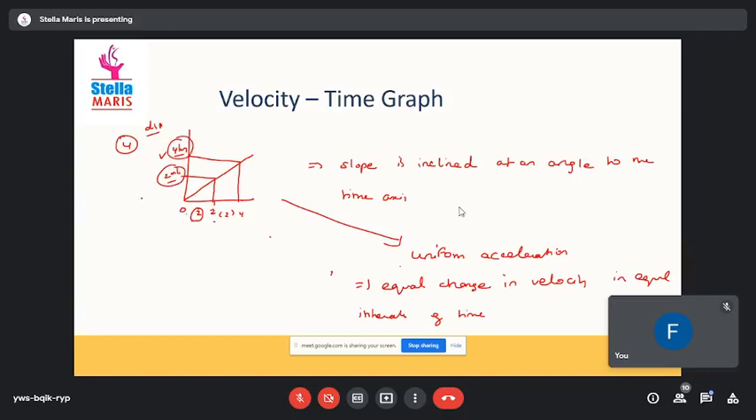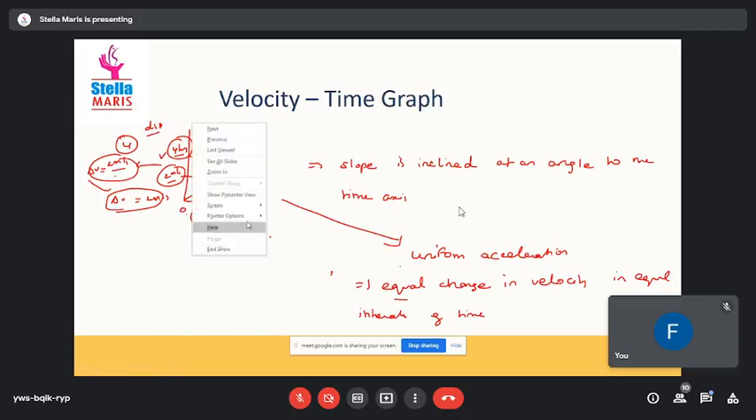The change in velocity is nothing but what? From 0 to 2 meter per second, the change in velocity is nothing but 2 meter per second. And from 2 meter per second to 4 meter per second, the change in velocity is nothing but 2 meter per second. This 2 meter per second is nothing but del v, change in velocity, not velocity, okay. So the change in velocity is equal in equal intervals of time. You get it? Yes, sir. Okay, so you guys clear with this, right?